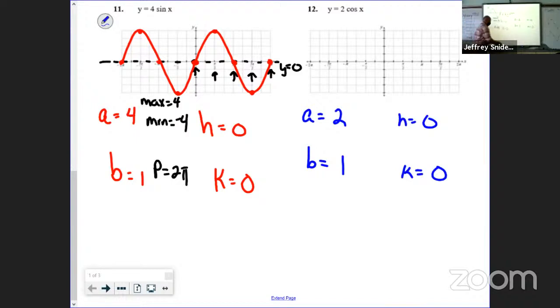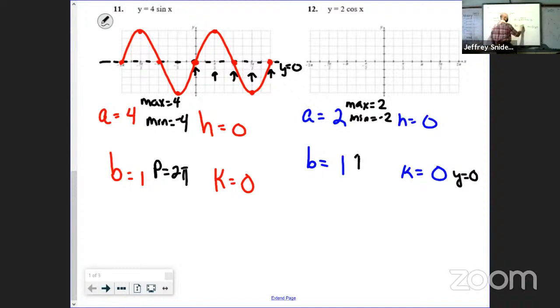All right, great. Here, what do I know now? I know that this is going to have a maximum of what? 2. And how do I find it? It's the amplitude plus this value. And this stands for the what? Midline. Remember, this is the midline. So the max is 2 above the midline, and it's 2 below the midline. So the max is 2, and the minimum is -2.